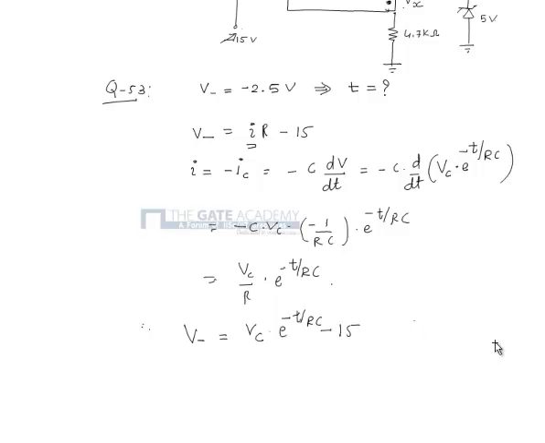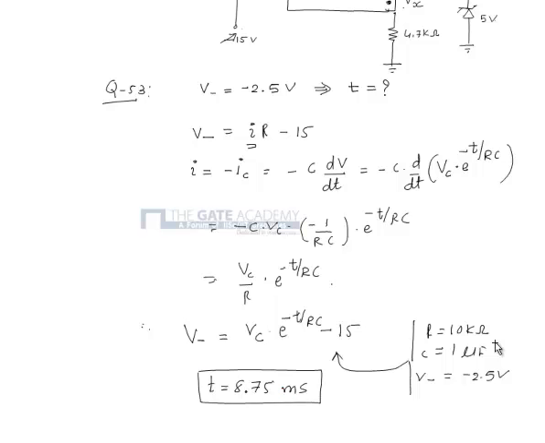Now we know the value of R is 10 kilo ohm, C is 1 microfarad, and V negative is minus 2.5 volt. If you substitute all these values into this equation, you can get t is equal to 8.75 millisecond. So the answer is B. Thank you.